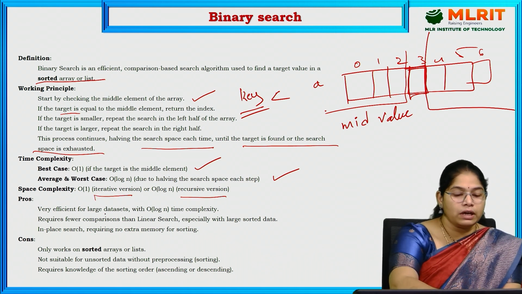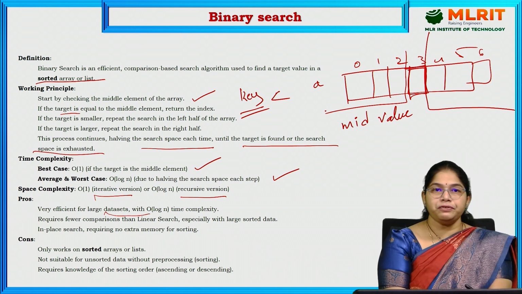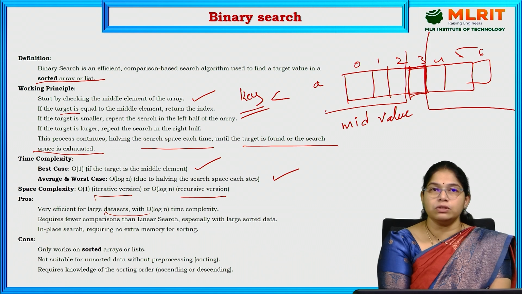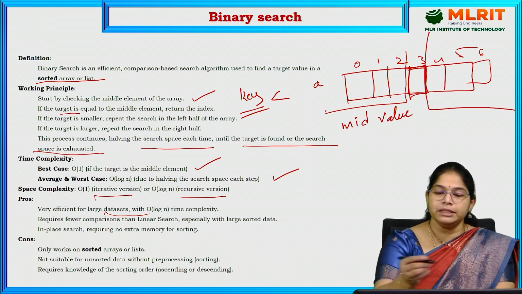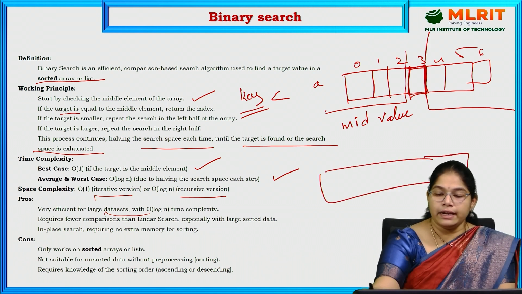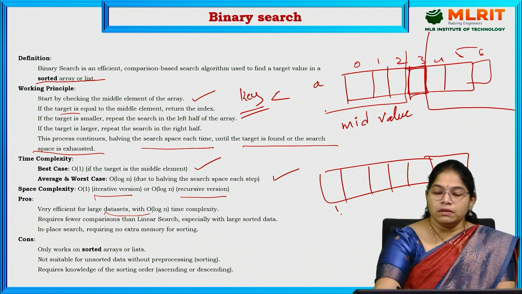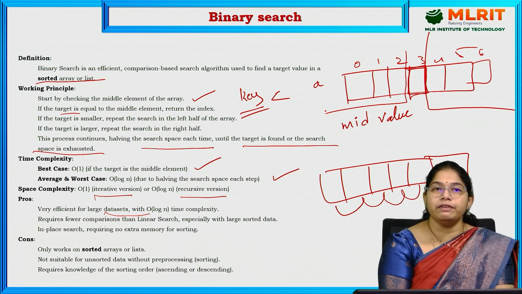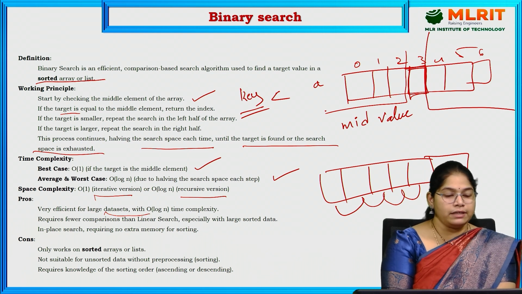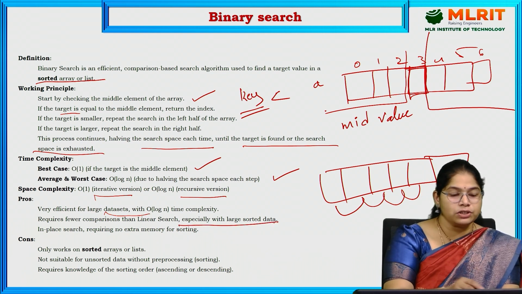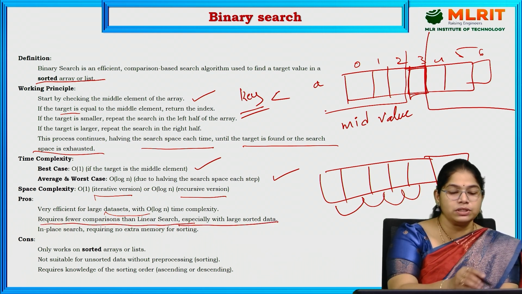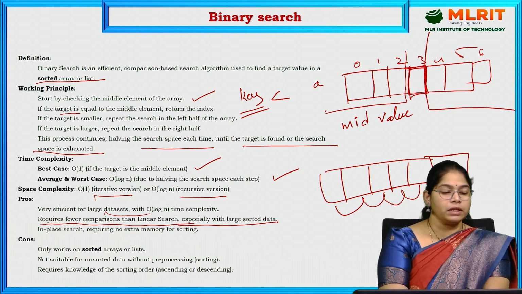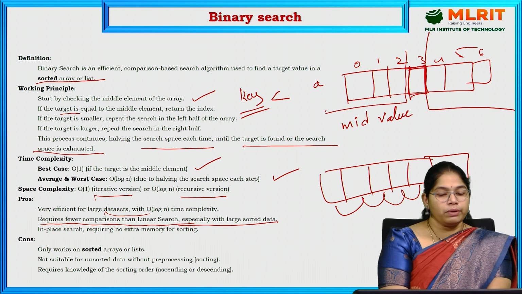Then pros. It is very efficient. It works on larger data sets. It requires fewer comparisons than linear search, because linear search is also known as the sequential searching technique. That means it will search the array one by one. But binary search divides the given array into two halves. It requires fewer comparisons than linear search, especially with larger sorted data. It is an in-place search, requiring no extra memory for sorting.